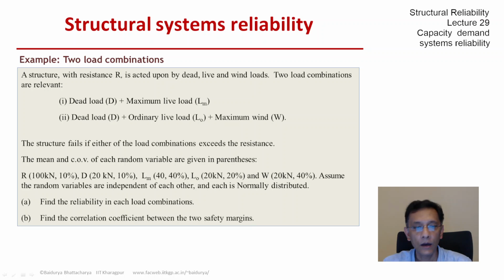Otherwise, let me present the answer, which is this. M1, the first safety margin, is a normal with mean 40 and standard deviation 19, so that gives a beta of 2.1, and M2 is normal with mean 40 and a standard deviation of 13.6, and beta 2 is 2.9, and the correlation coefficient between these two safety margins is 0.4.